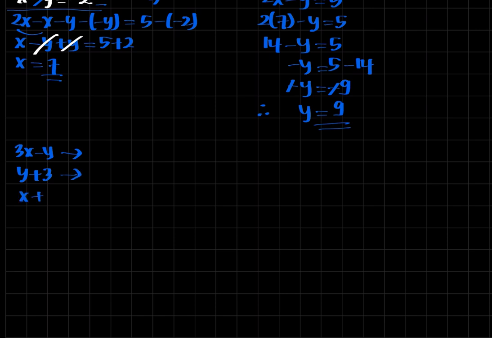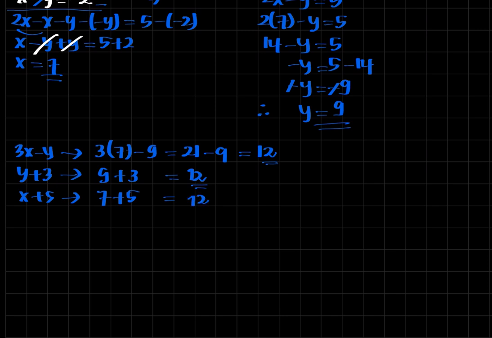Okay, you just need to substitute. So 3 times 7 minus 9, so 21 minus 9 equals 12. And then y, 9 plus 3, that's also 12. And x, 7 plus 5, that's also 12. So the sides are 12 centimeter long.